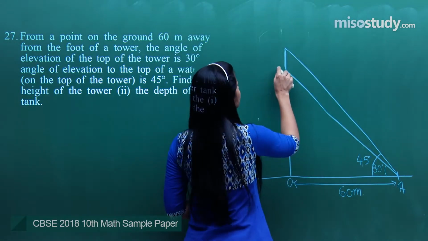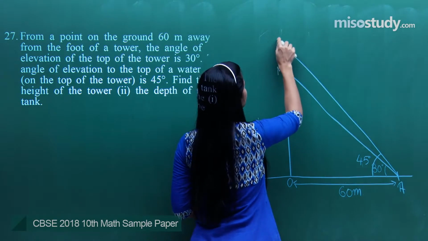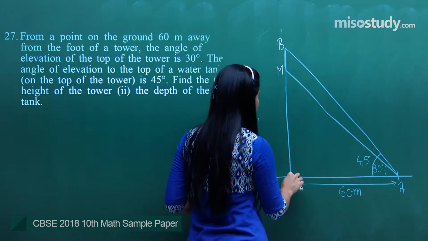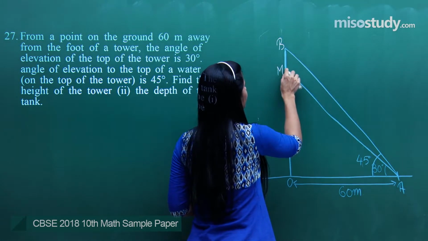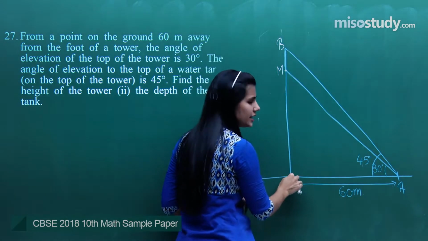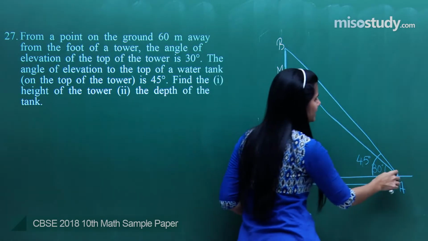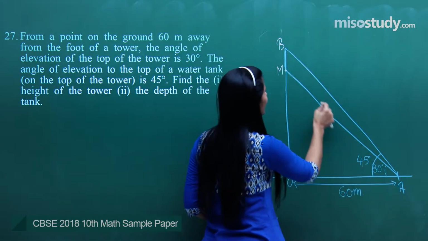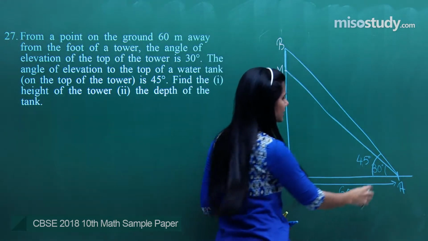Understand what all was the situation. Suppose this is M, this is B, and that is all the marking of the points. It was given that you have a tower. From here the tower starts and goes on till here. This is the ground. 60 meters away from the ground you reach this point. Now from this point the angle of elevation to the top of the tower is 30 degrees.